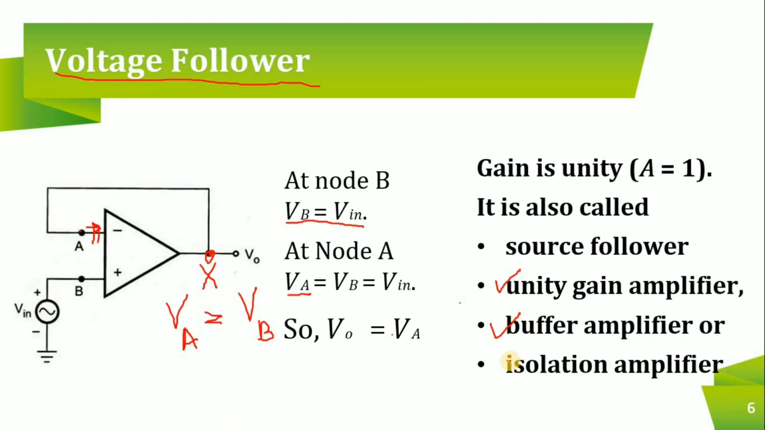Buffer in the sense that it transmits the signal by strengthening it. Even this voltage follower will strengthen the signal. If it is weakened, it will strengthen the signal and transmit it. And it is also called an isolation amplifier. It is called an isolation amplifier because it isolates two circuits with its impedance. We know that the input impedance of an op-amp is infinity. Here the impedance will be infinity. Therefore, you will have isolation between the circuits.